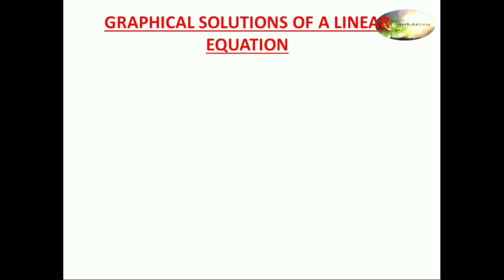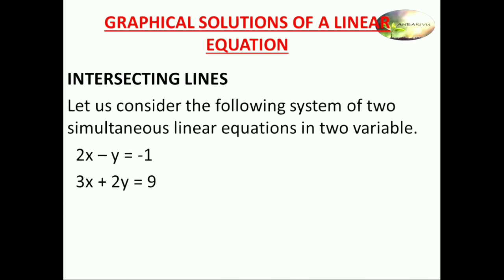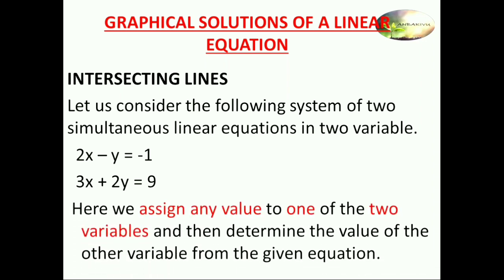Next we will see some examples by the graphical method. First one, intersecting lines. 2x minus y equals minus 1. 3x plus 2y equals 9. Here what we have to do: first we assign a value to one variable, and from that we determine the value of the other variable from the given equation.